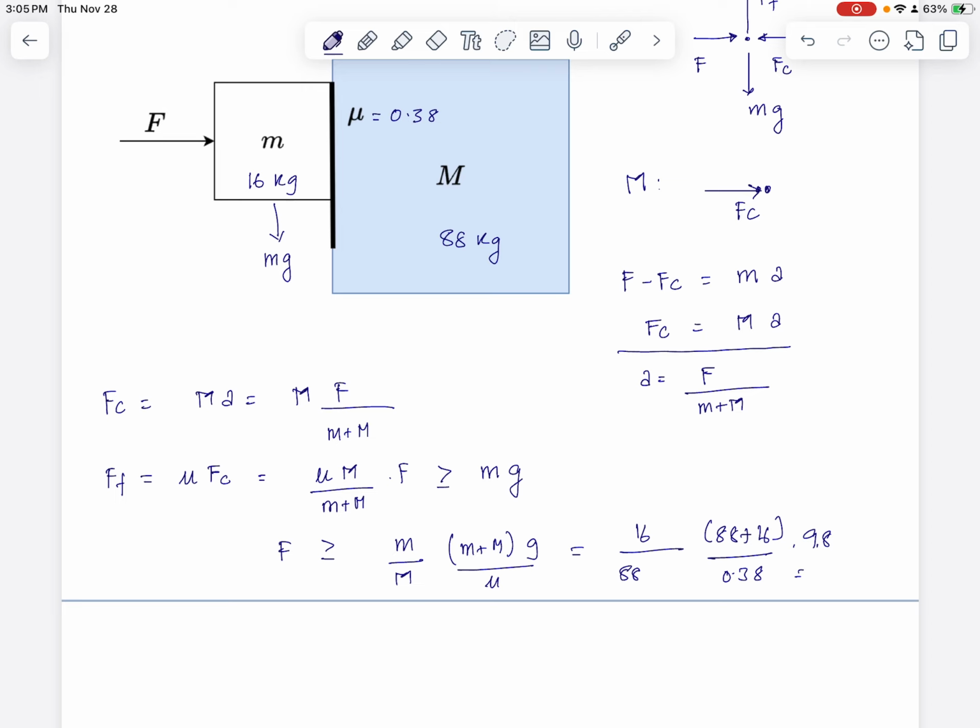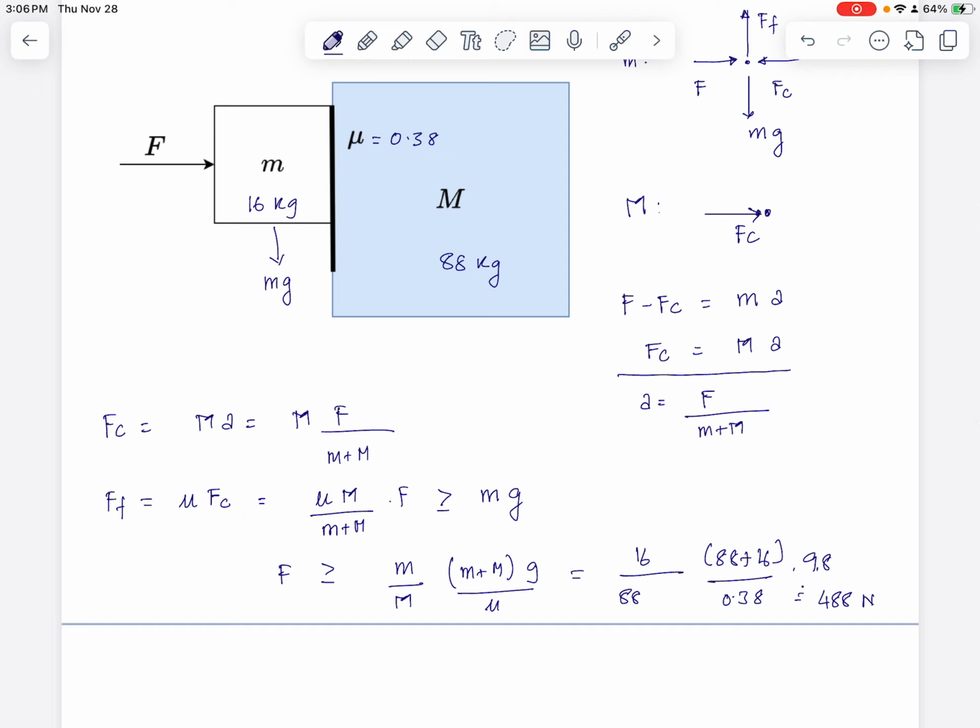So let's compute that: 16 divided by 88 times 104, divided by 0.38, times 9.8 equals about 488 newtons. Roughly. So this gives you an idea of how to find this force.